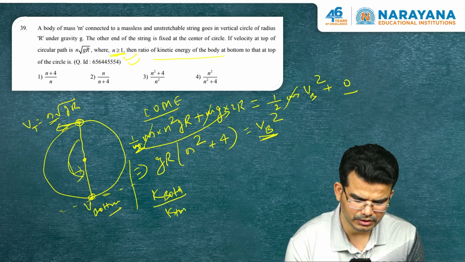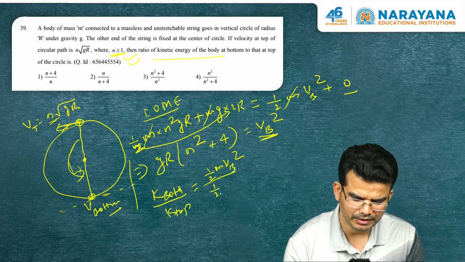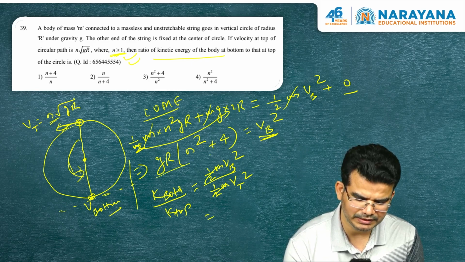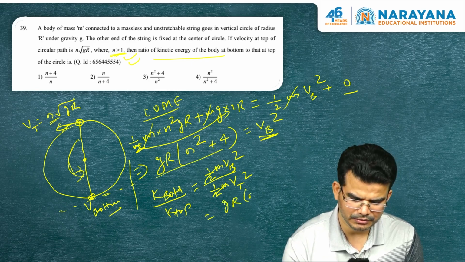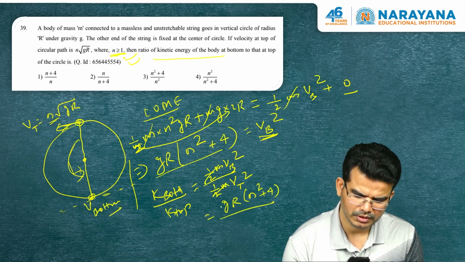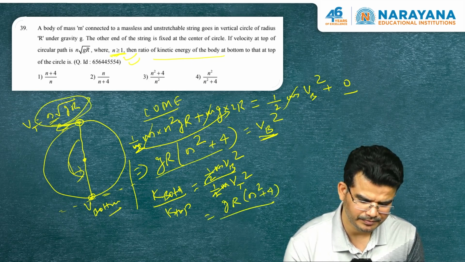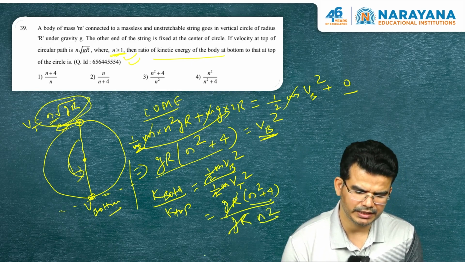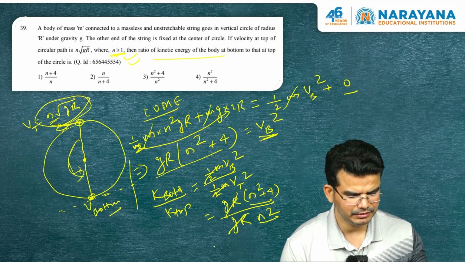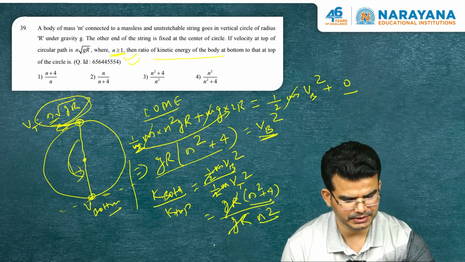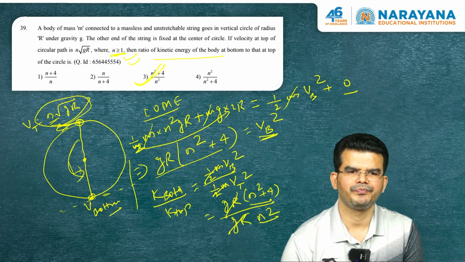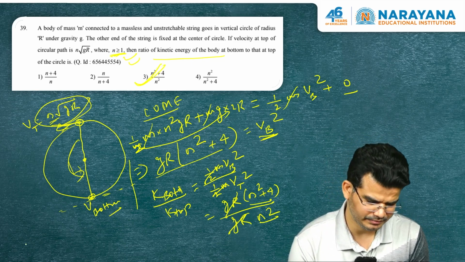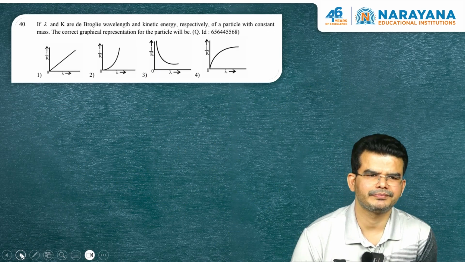upon kinetic energy at the top. So, what is kinetic energy at the bottom? Half m Vb square upon half m Vt square at the top, this cancels. So, Vb square upon Vt square. Vb square is this value, gr into n square plus 4, upon, what is Vt square? Vt is already given, this is Vt. So, gr n square, such a simple problem, this gets cancelled. So, n square plus 4 upon n square. Which option is there? You can easily see which option is there. So, option number 3 is the correct answer. Okay, fine, great. Let's move to the next question.